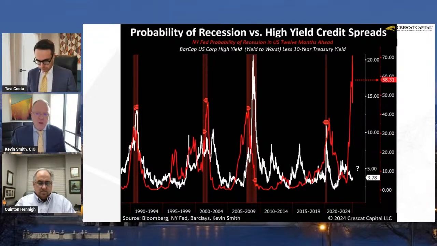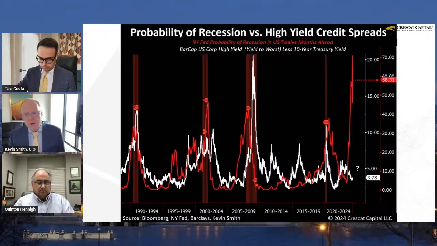But every other time the probability has gotten this high, or has been above 40%, we've actually had a recession. And what happens in a recession? High yield credit spreads blow out. So the spread between junk bonds and the 10-year Treasury note will go anywhere from 10 to 20% above Treasury yields. And where are we today? We're near record low, tight credit spreads at around 3.7%.